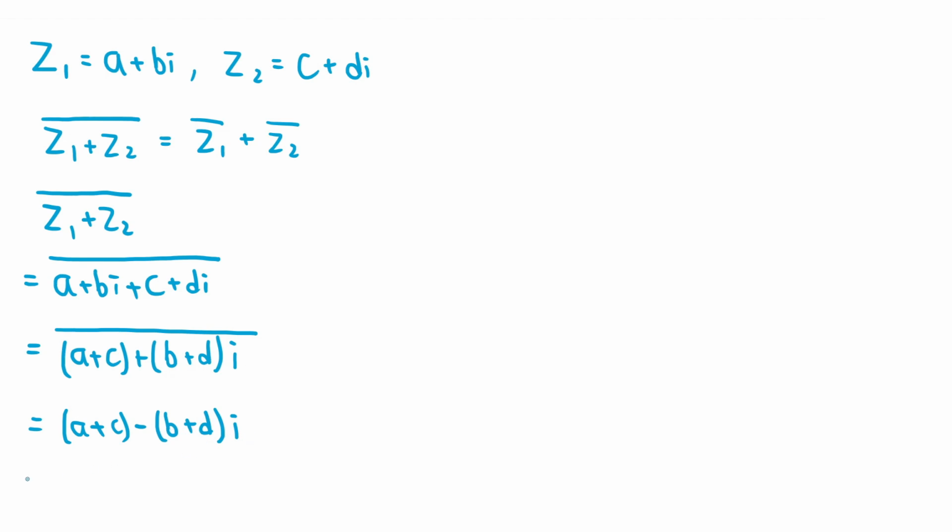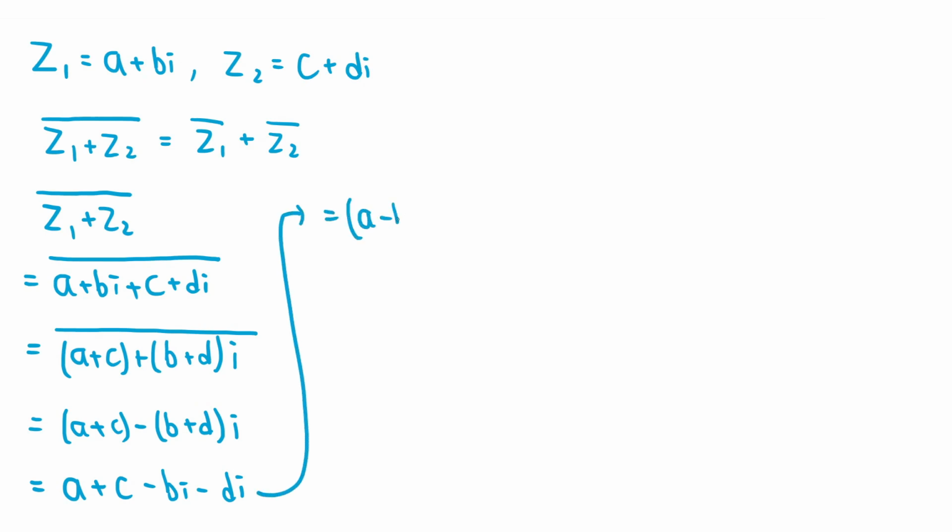If we apply the distributive property, this is equal to a plus c minus bi minus di, and this is equal to parentheses a minus bi plus parentheses c minus di, and this is great because we can see that a minus bi is just z1 conjugate and c minus di is just z2 conjugate. So this is equal to z1 conjugate plus z2 conjugate. So we have confirmed that z1 plus z2 conjugate is just equal to z1 conjugate plus z2 conjugate.